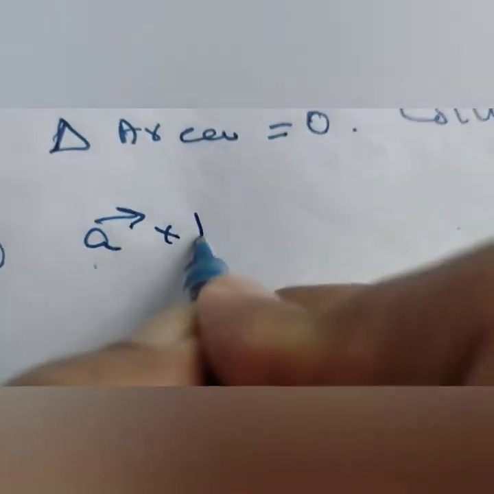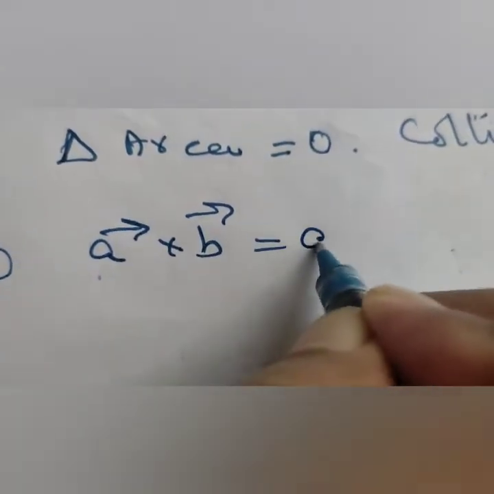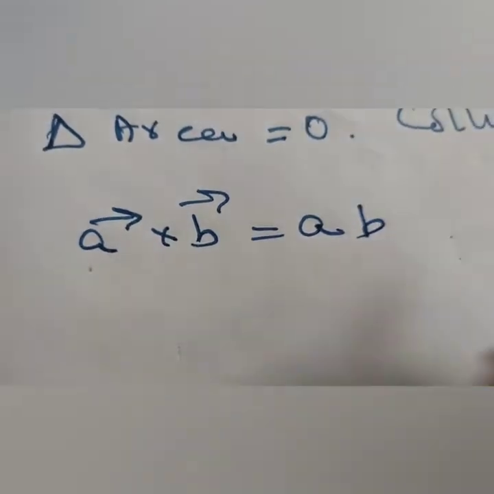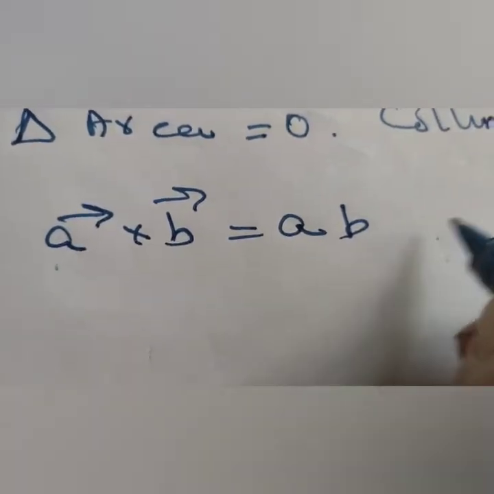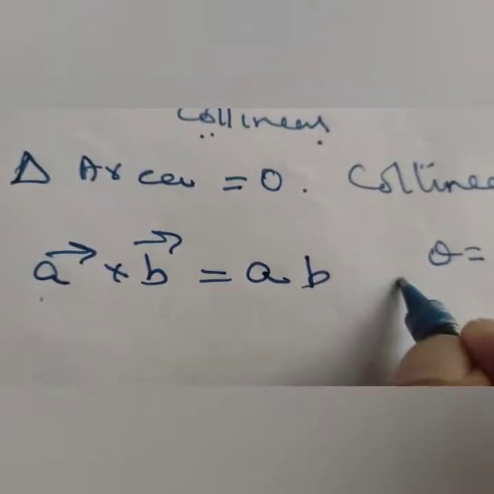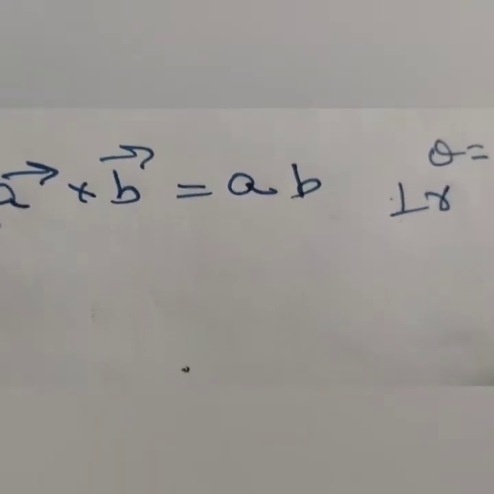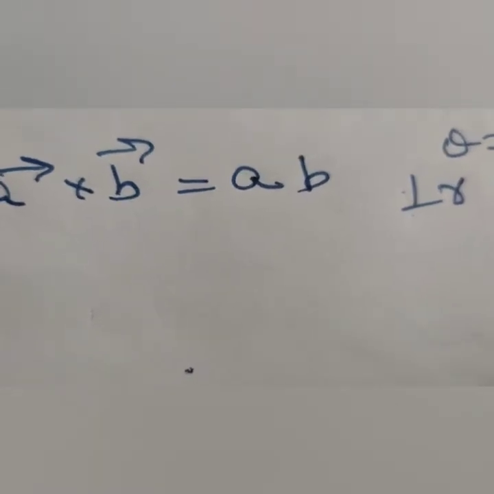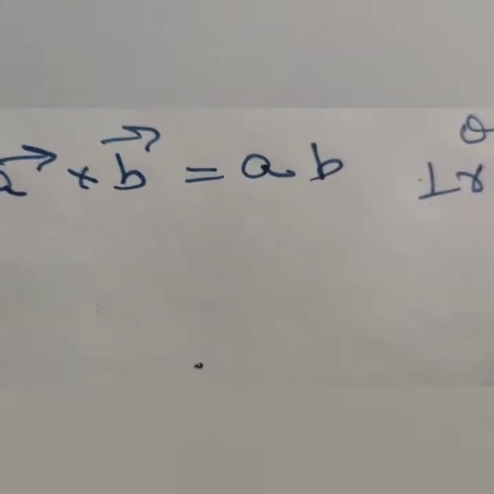Second, if A dot B is equal to 0, suppose it is AB, then theta is equal to 90 degrees, so the vectors are perpendicular.